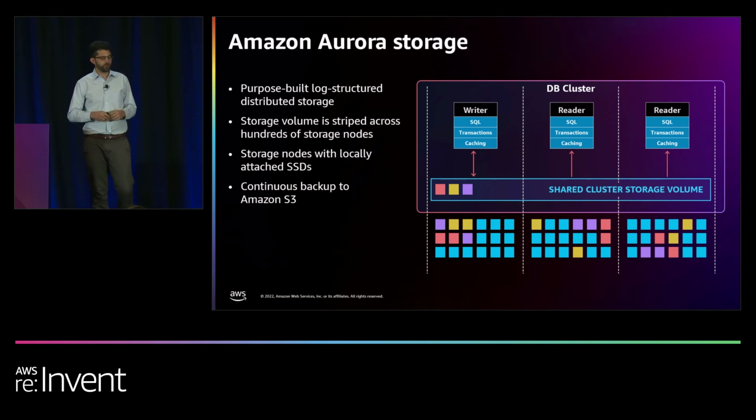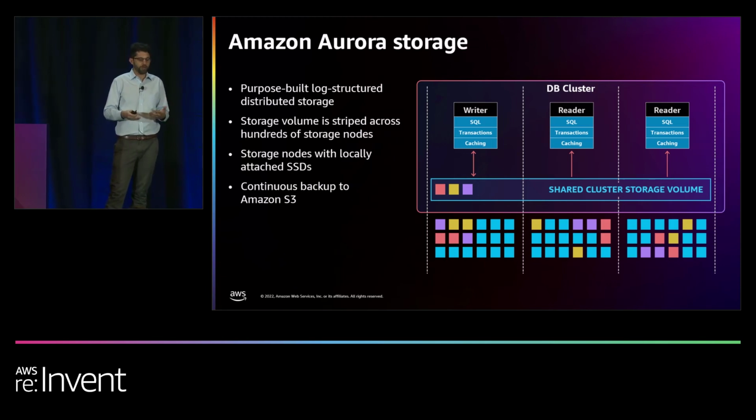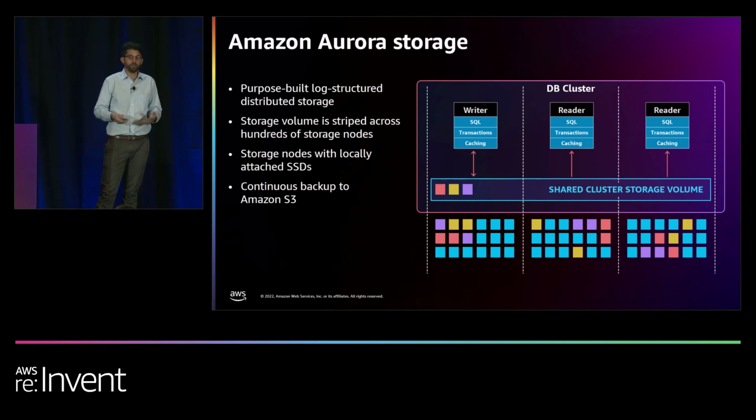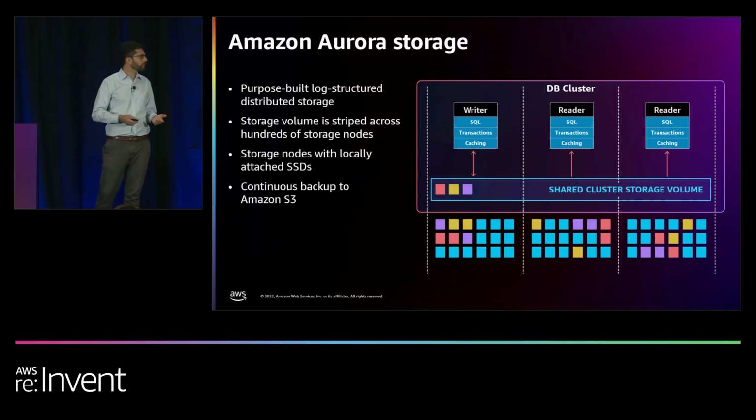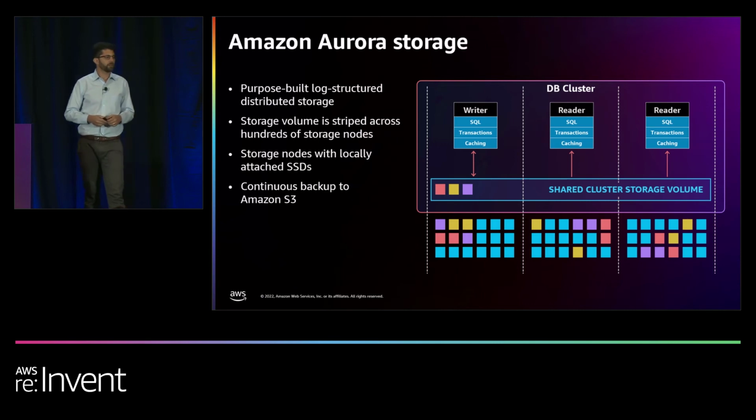Storage is distributed across 3 AZs for high availability, and this is really nice because the database engine doesn't have to concern itself with the underlying hardware characteristics and processes. So this is really optimized for storing and reading and writing database transactions. Storage nodes themselves use local SSDs for fast reads and writes. And storage nodes continuously stream data changes down to Amazon S3 for durability and backups.